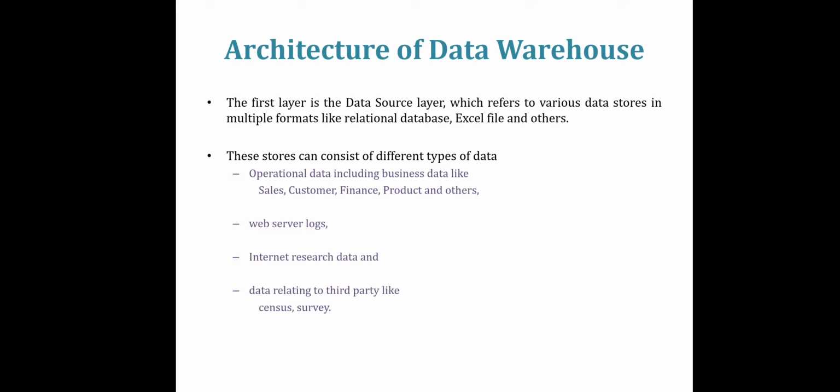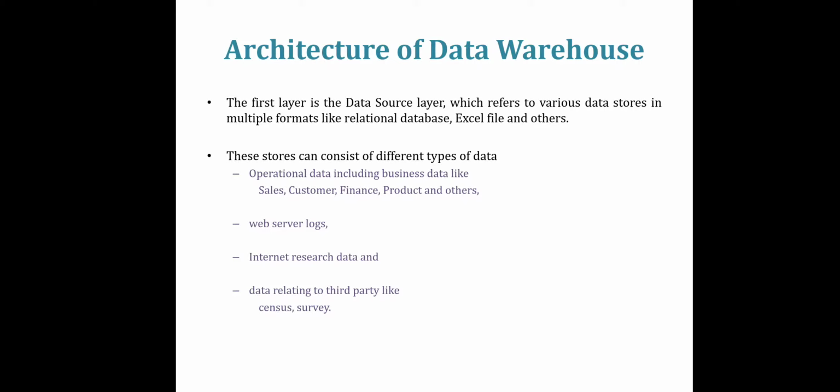So the architecture begins with the first layer. The first layer of our architecture is called the data source layer. Means we are going to collect different sources over here, okay. Different sources we are going to see over here, which refer to the various data stores in multiple formats, like relational databases. We are going to consider Excel files, flat files, etc.